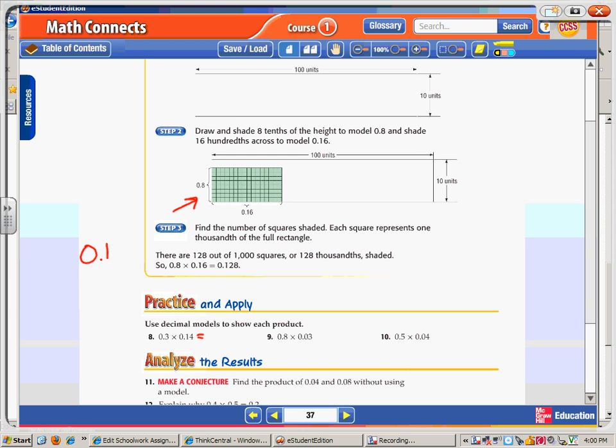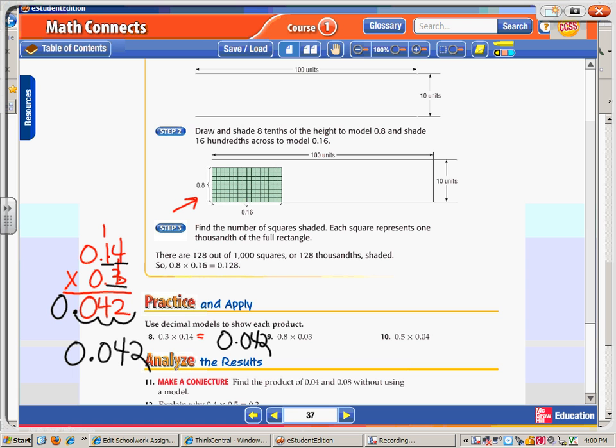Or we could take 14 hundredths times 3 tenths. Remember, we are not worried about that decimal place until we end up with our product. Taking 4 times 3, 12, 3 times 1 is 3, plus 1 is 4, and 3 times 0 is 0. Looking at the number of decimal places we have, 1, 2, 3, we need to have 3 in our product. We'll put a 0 to hold that place value to the ones place. So we have 42 thousandths as a product, okay? So 42 thousandths.